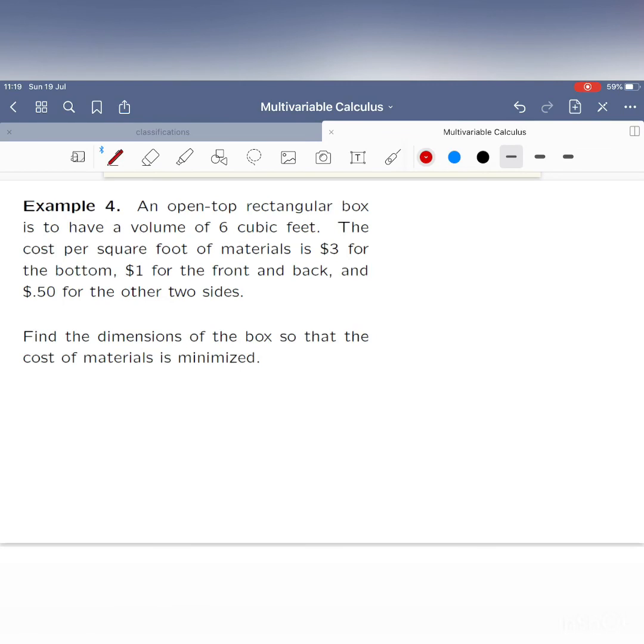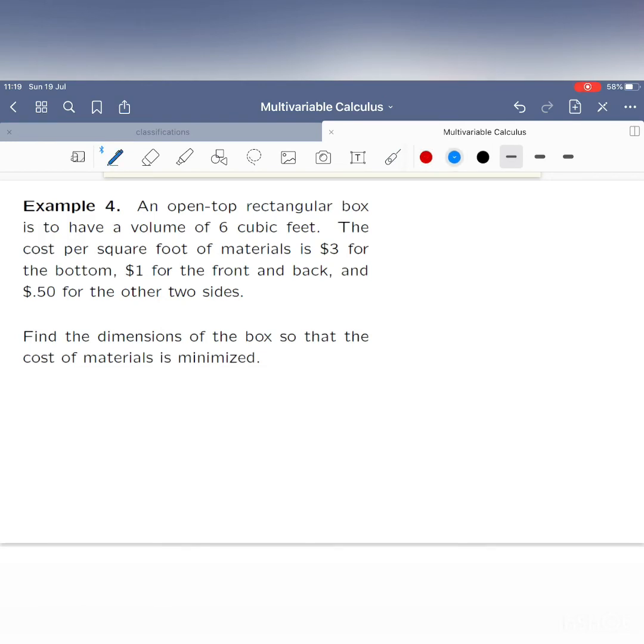Now let us look at another example. This one is saying that the open top rectangular box, so it means that there's no lid, is to have a volume of 6 cubic feet. The cost per square foot of material is $3 for the bottom, $1 for the front and the back, and 50 cents for the other two sides. You need to find the dimensions of the box so that the cost is minimized.